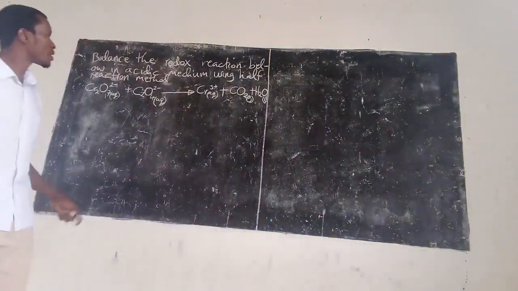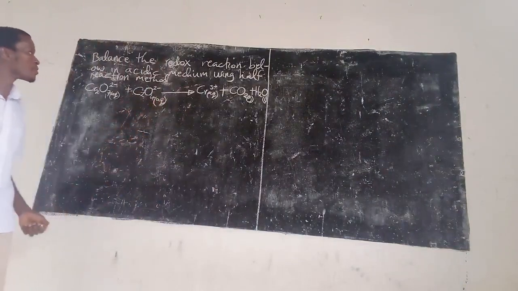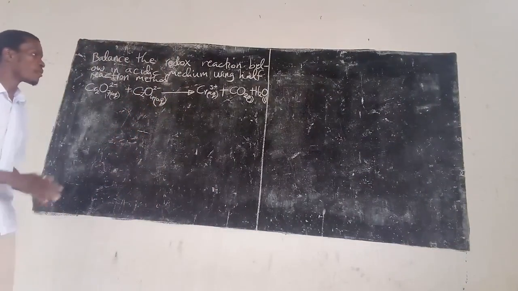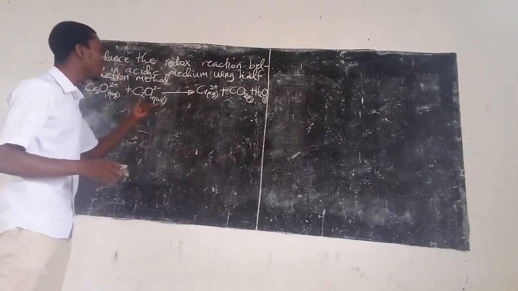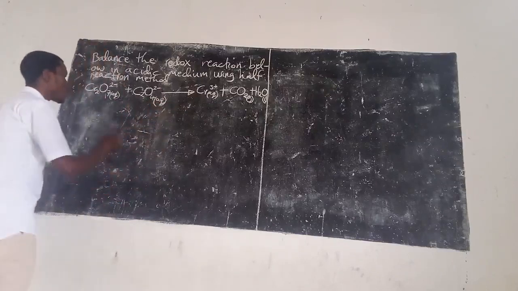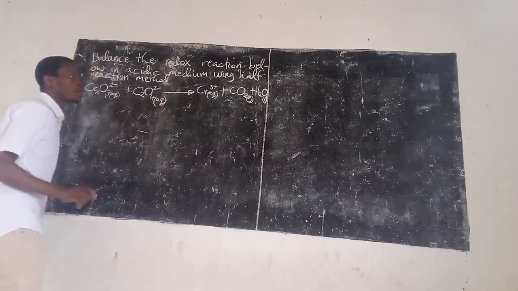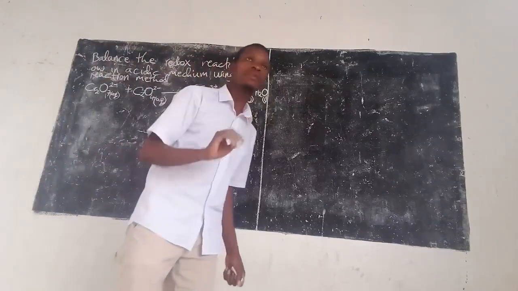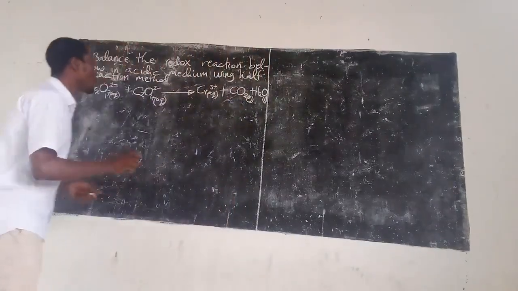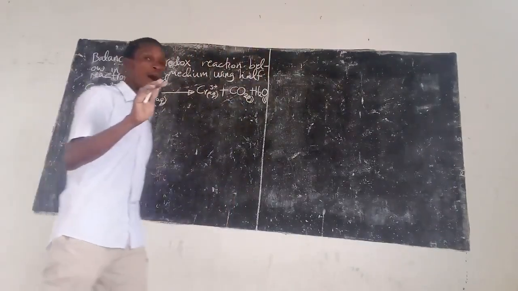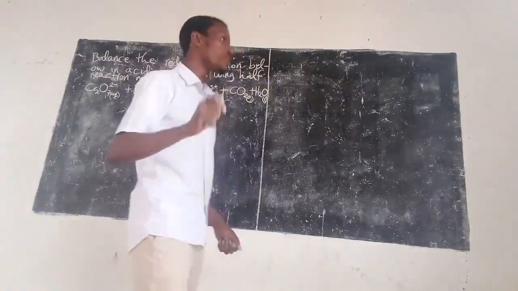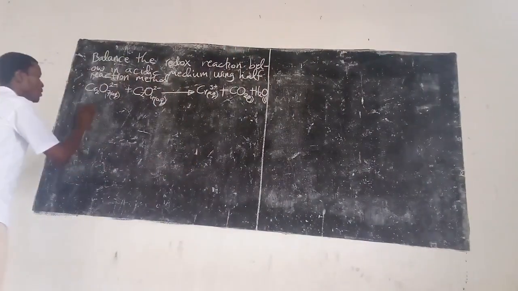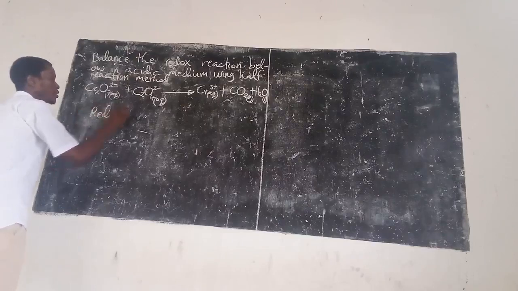Balancing the redox reaction below in the acidic medium using the half reaction method. There are 5 rules which are used to balance redox reactions in the acidic medium. Redox reactions involve both oxidation and reduction. Some of the chemical species are oxidized while others are reduced. Let's start with the reduction half reaction.